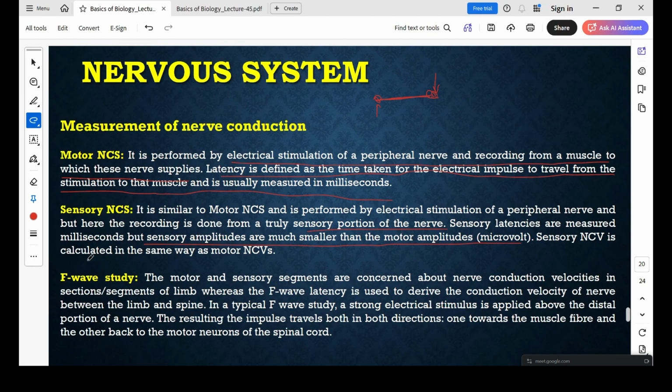Sensory velocities are also calculated in the same way as motor velocities.